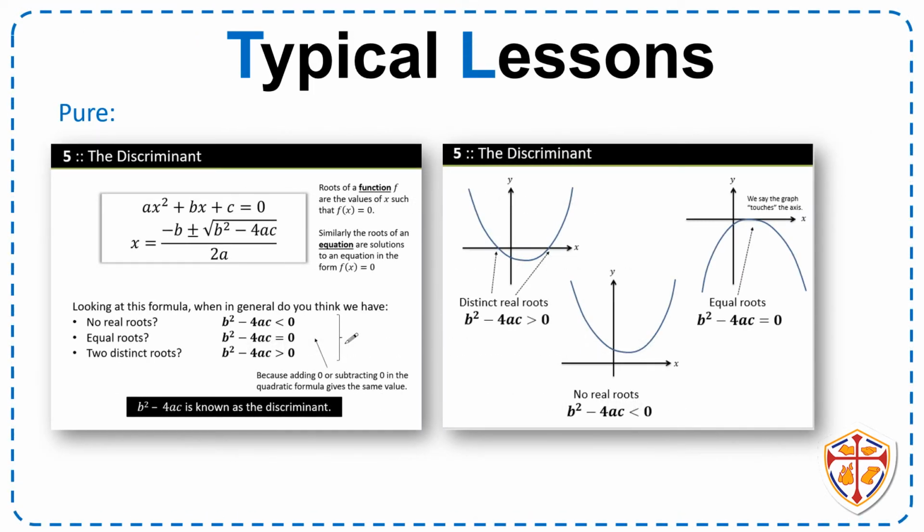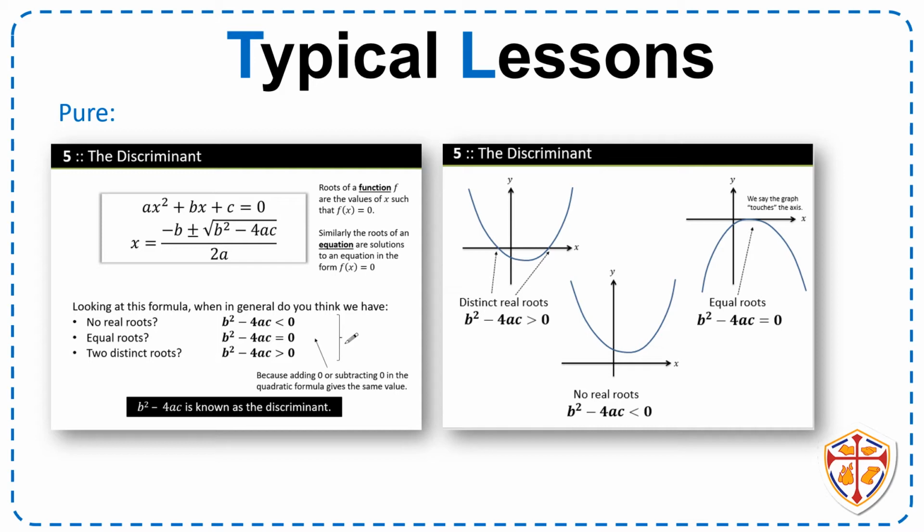This is a typical lesson for pure mathematics. The discriminant is a topic we study right at the beginning of the course, and it is the part underneath the square root of the quadratic equation, the b squared minus 4ac, and this tells us how many roots a quadratic has. If b squared minus 4ac is less than 0, then this will give us a negative number. And because you can't square root a negative number, we cannot solve for x. This tells us the quadratic doesn't cross the x-axis.